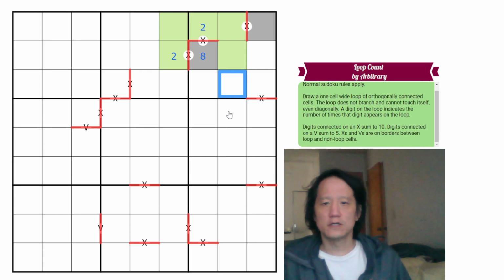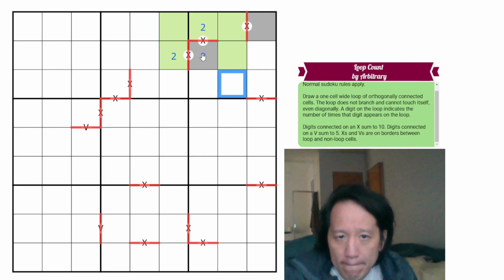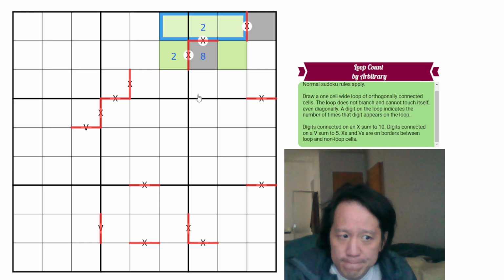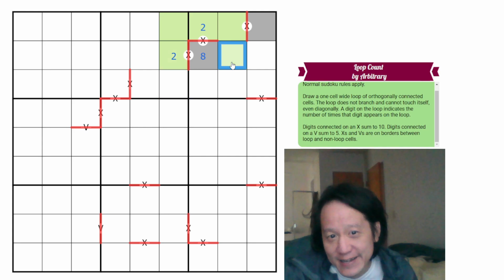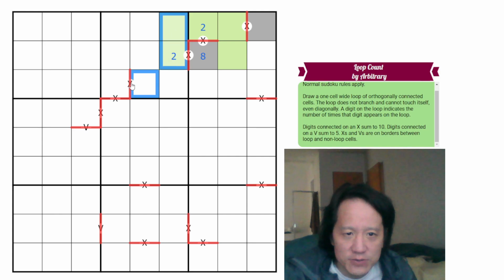Digits on a loop indicate the number of times a digit appears on the loop, right? We have at least 3. Hmm. I mean, technically, it could just be like that. That is a loop. Oh wait, no, it can't be because it has to include either here, here, here, here, right? So it has to include that or that.